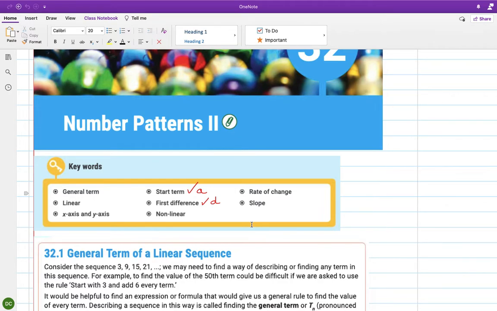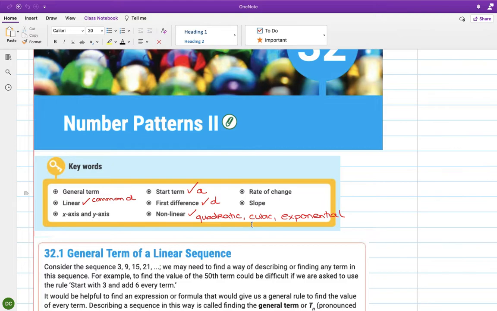You should recognize nonlinear. We've learned 3 nonlinear sequences: quadratic, cubic, and exponential are the 3 that we learned. So you do know what nonlinear is. Oh, linear. So linear is when we have a common first difference. Then it's linear.